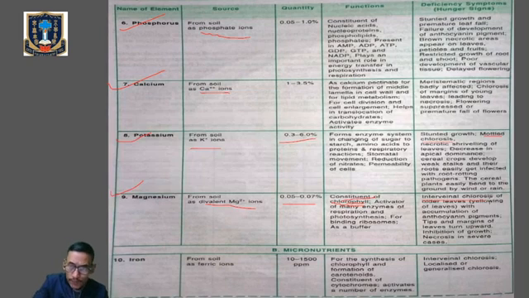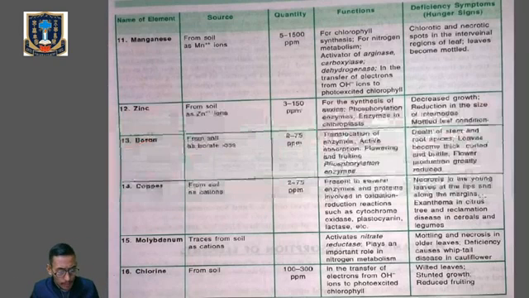Deficiency symptoms of iron include chlorosis in younger leaves. That's called interveinal chlorosis also. The mature leaves remain unaffected. It inhibits chloroplast formation. The petal remains short and slender and may also develop necrosis. Clear? So these are the deficiency symptoms of iron. Next we'll talk about manganese.